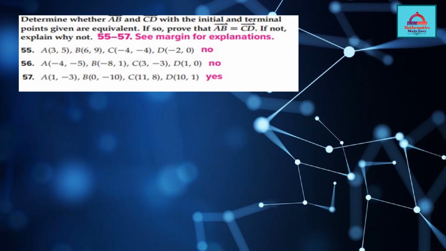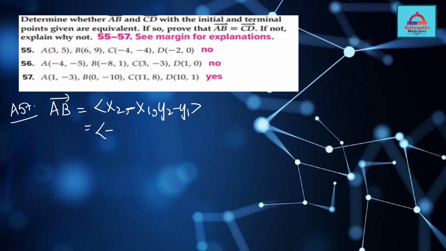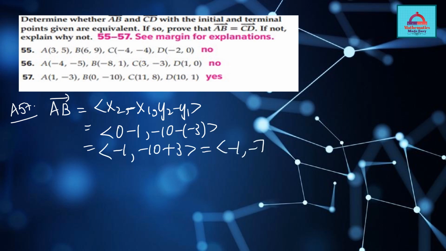Let's calculate the answers to 57. First we calculate the AB vector. The AB vector is x2 minus x1 comma y2 minus y1, which is equal to 0 minus 1 comma minus 10 minus of minus 3. So this is going to be minus 1 comma minus 10 plus 3, or minus 1 comma minus 7.